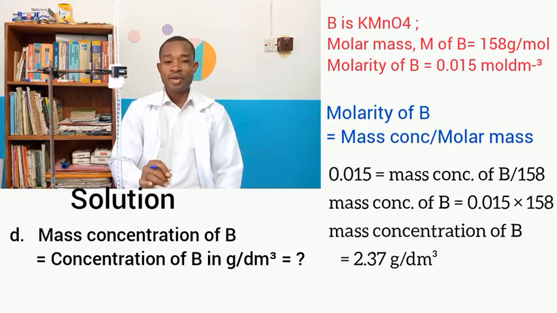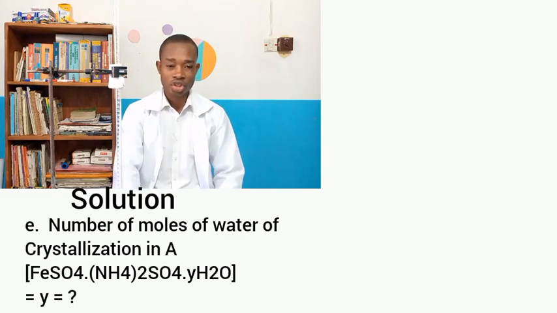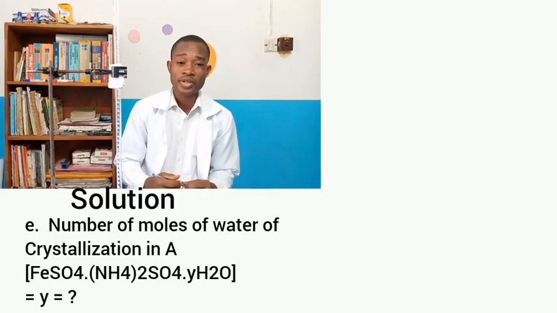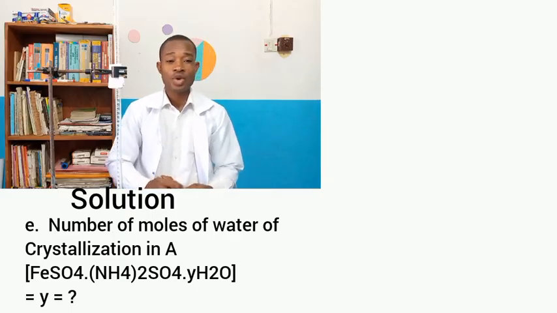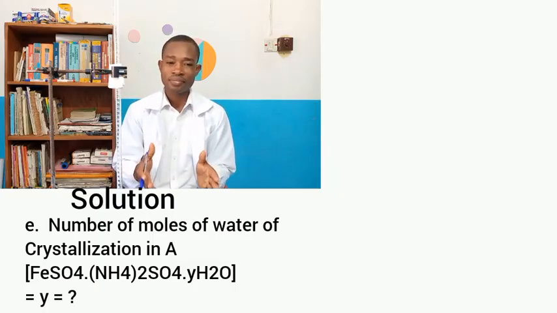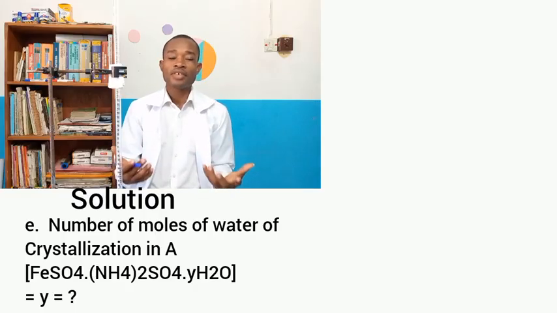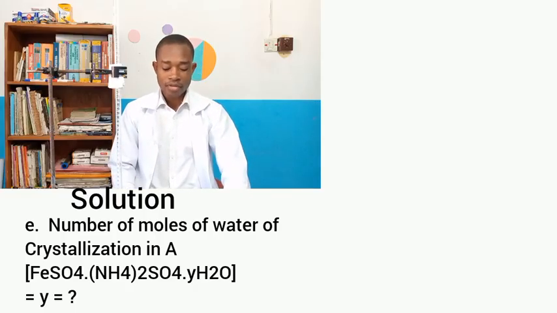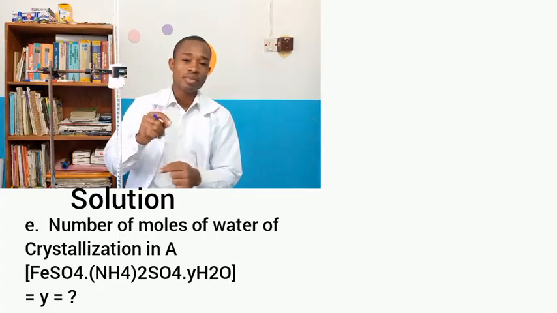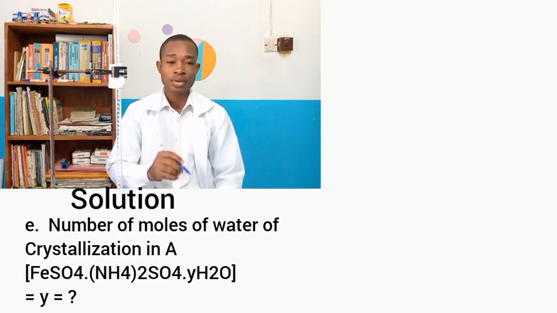Now in the E part of the question, we are required to calculate the number of moles of water of crystallization in solution A. So how many moles is that water of crystallization? We use Y to represent it. We are going to find out how we obtain that. To get the molar mass of a compound, ordinarily, we simply multiply the relative atomic mass of the elements present in that compound by their atomicities. Then we sum everything together and get the molar mass of that compound.